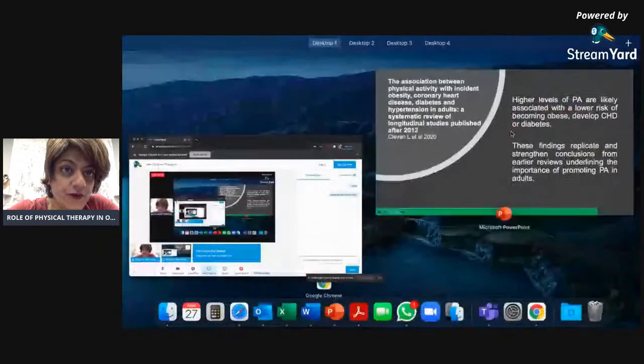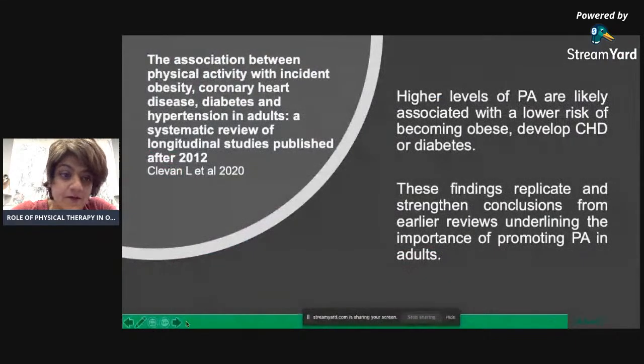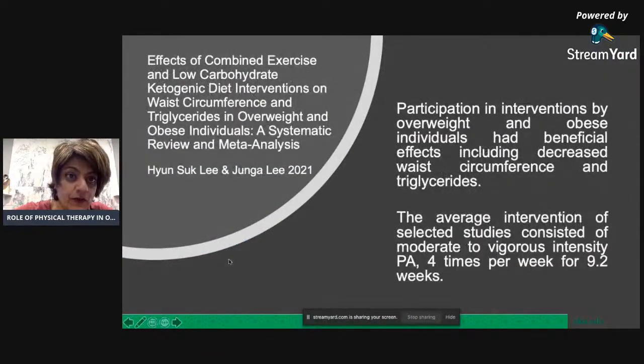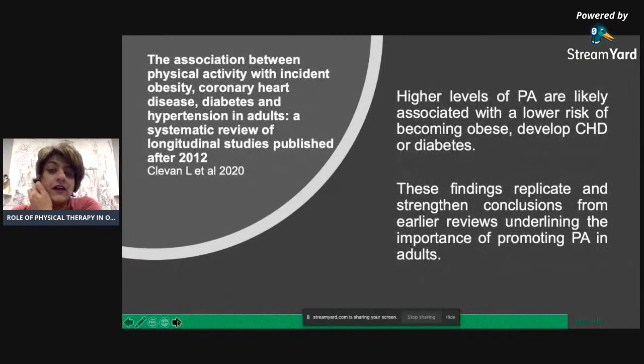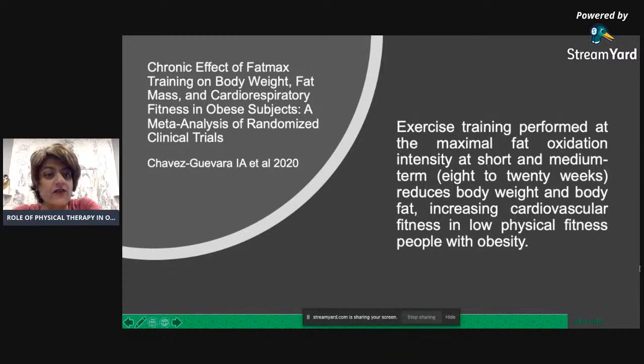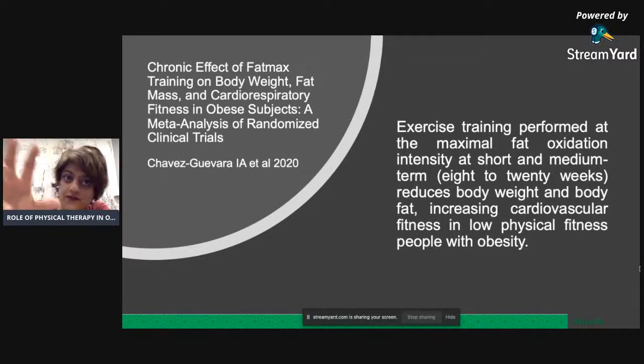Okay, so let's go to the next study. The next study, oops, I think I missed one. Here we go. Okay, so this particular study was done by Chavez Guevara et al. Again last year in 2020, so very recent. And this was a really cool study. It looked at a technique called FatMax training, and they looked at the effect of this FatMax training protocol on body weight, on fat mass, and on cardiorespiratory fitness in people who are obese. This was a meta-analysis of randomized clinical trials, okay?